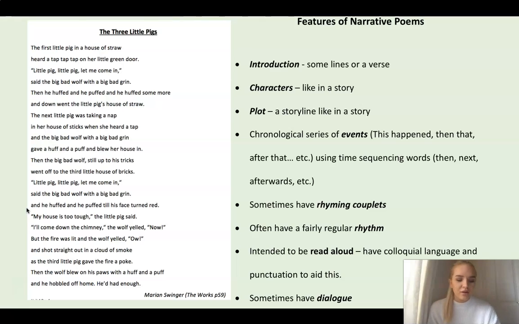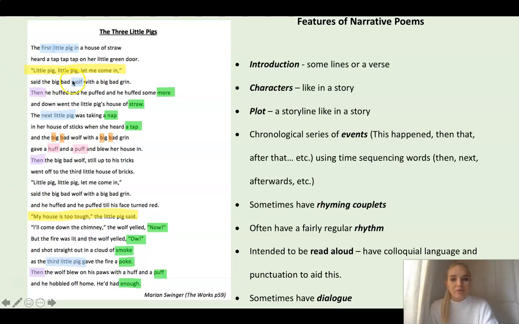Fantastic, you've got lots and lots of features there. Now, I had a go myself at annotating my poem. I obviously haven't labelled it, but I've highlighted it to let me know that these are the features that I've spotted that show me that this is a narrative poem. So, first of all, let's start with the characters.